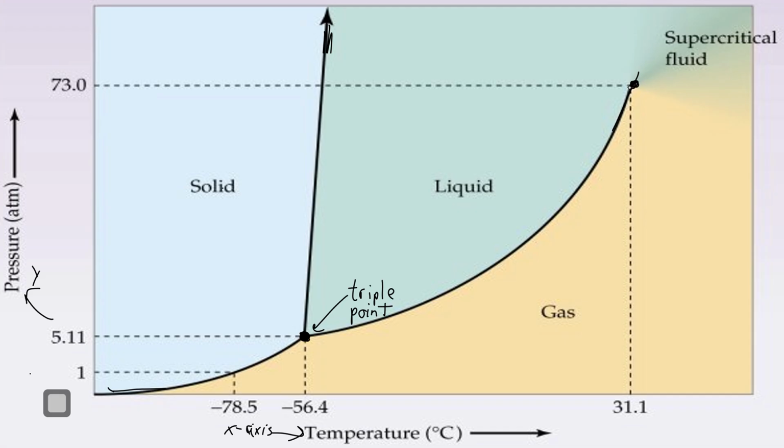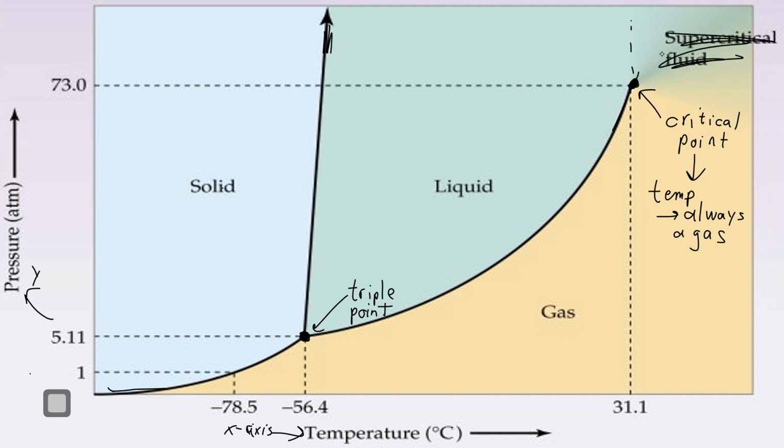The other point is at the very, very edge of the curve, and usually this is clearly drawn in as a dot as well, and sometimes there's even a dotted line that keeps going up. This point at the very edge here between liquid and gas of that curve is called the critical point. It is the critical point. The critical point is basically saying this is the temperature where you are now always a gas. Okay? All right, don't worry about the supercritical fluid. I'm not worried about that.